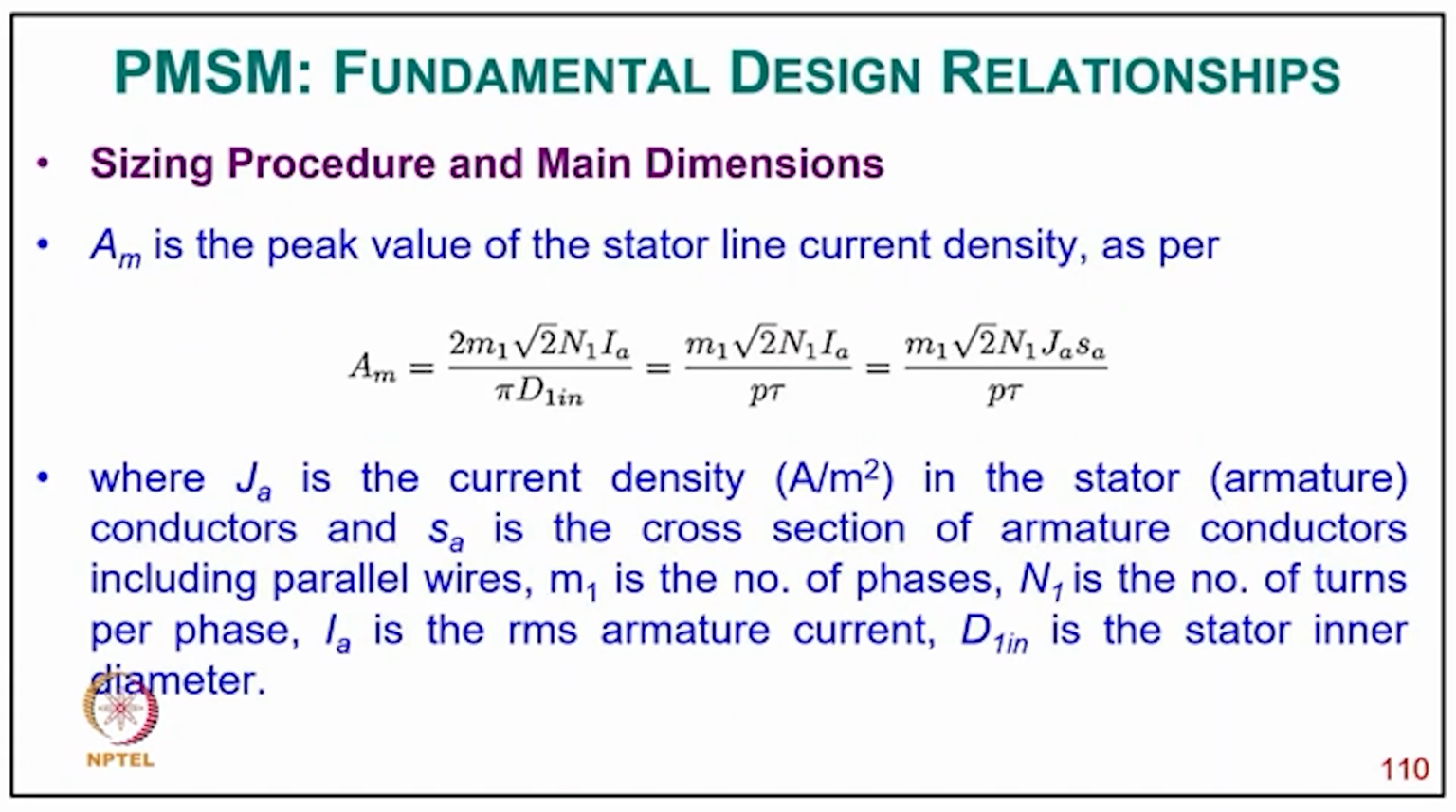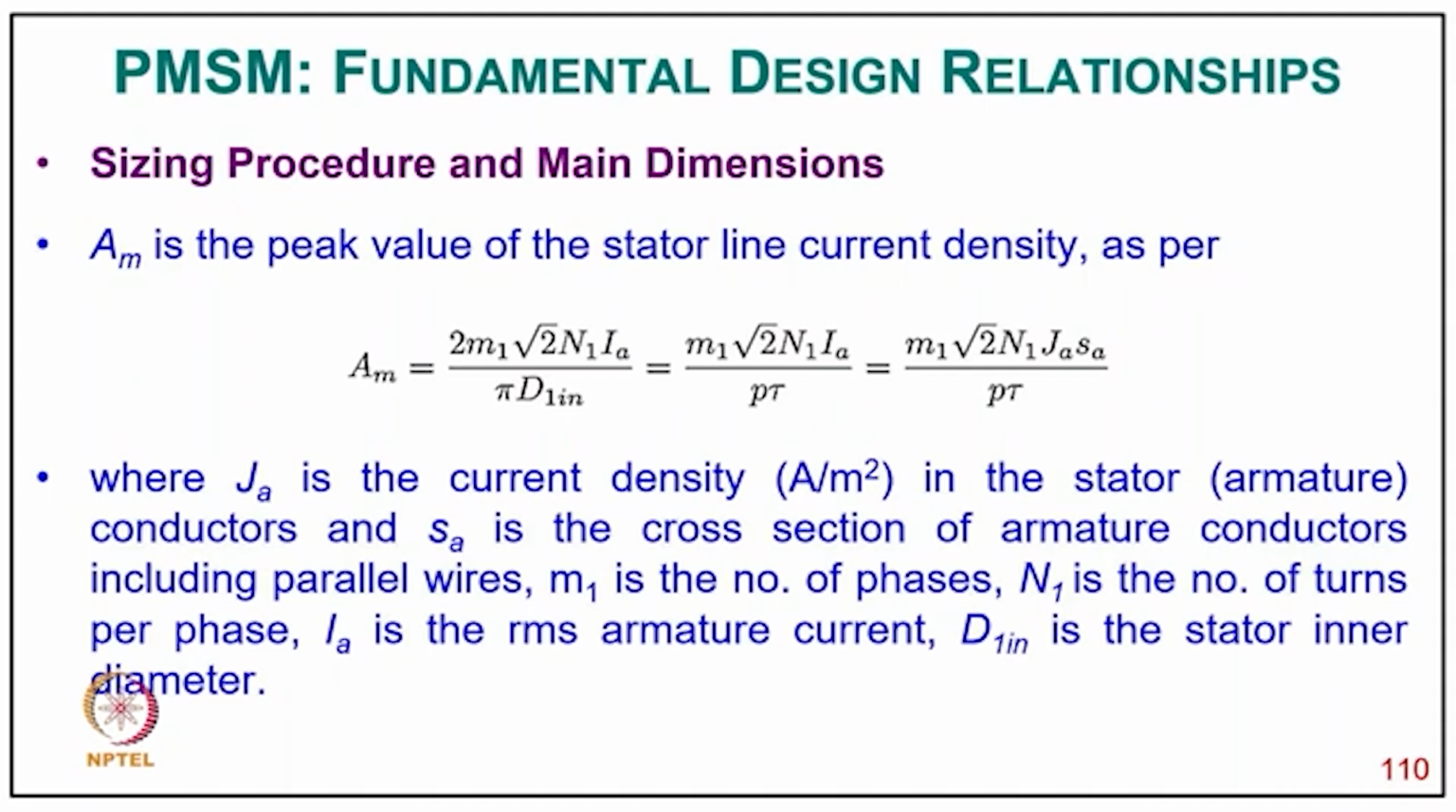So AM is the peak value of the stator line current density, as per AM equal to 2 M1 root 2 N1 IA upon pi D1 in, equal to M1 root 2 N1 IA upon P tau, and equal to M1 root 2 N1 J SA upon P tau, where J is the current density in the stator armature conductor and SA is the cross section area of the armature conductor including the parallel wires.